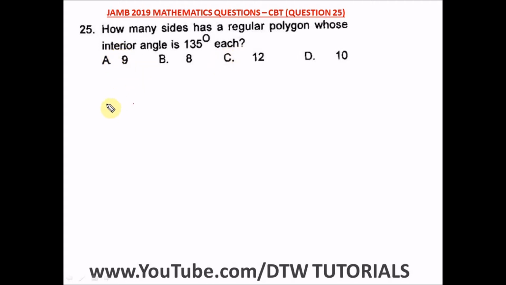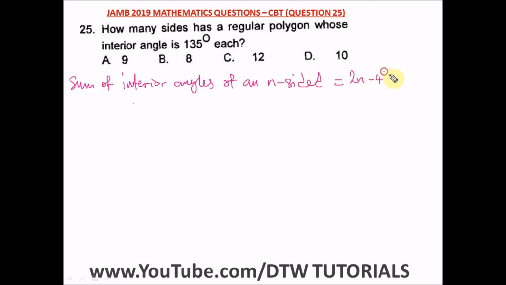Remember the sum of the interior angles. Okay, let me just write: sum of interior angles of an n-sided polygon, we're actually looking for the sides, is equal to (2n minus 4) all bracket multiplied by 90. Okay, so this is the formula.